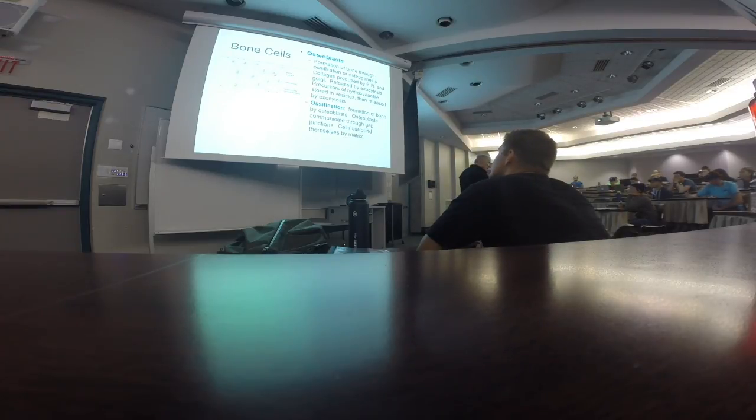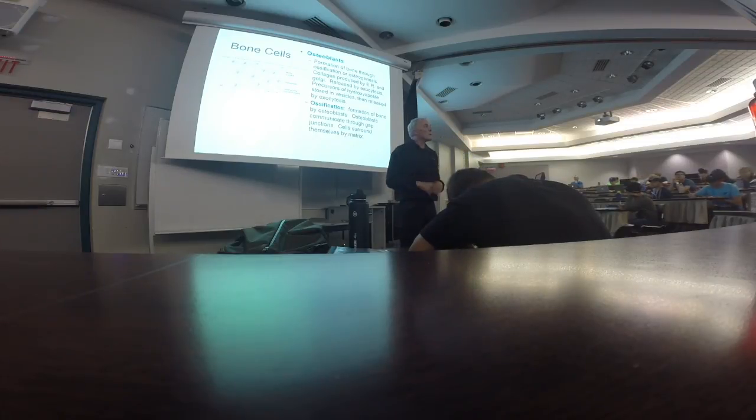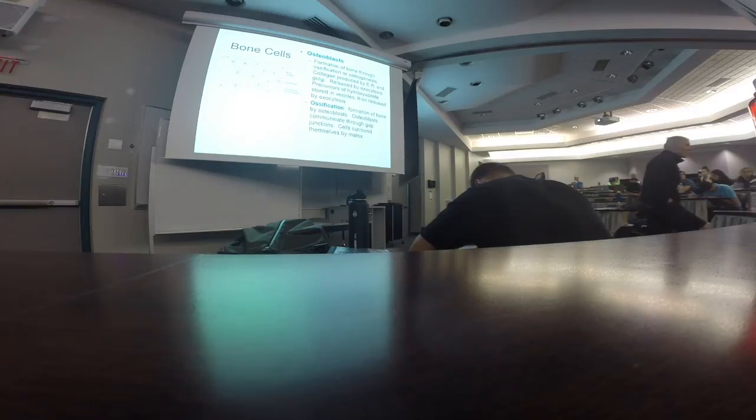The job of that cell is to keep the matrix around it healthy. The job of this cell is to keep the matrix around it healthy. So interstitial growth, growth between cells, right? What cell does that? Osteoblast or osteocyte? Osteocytes. Okay. An osteoblast creates appositional growth, right?